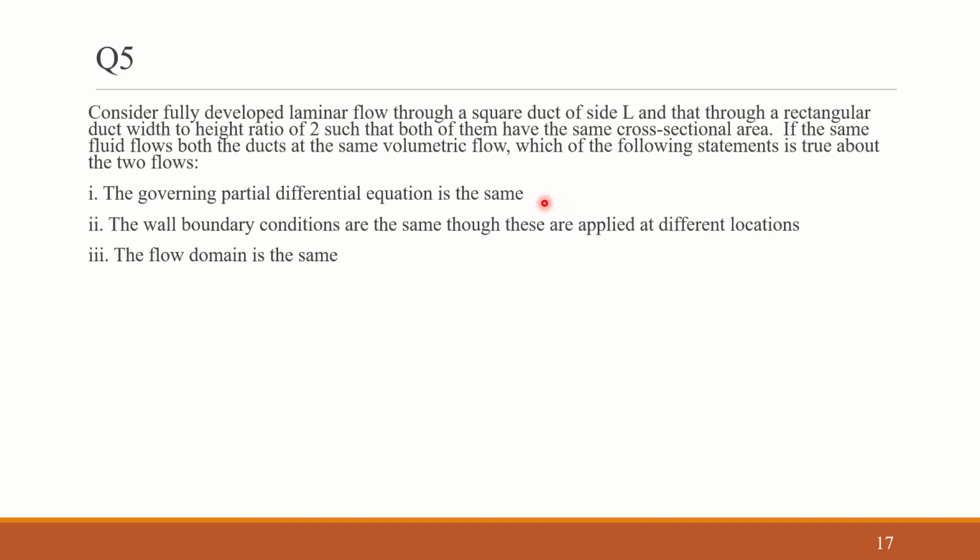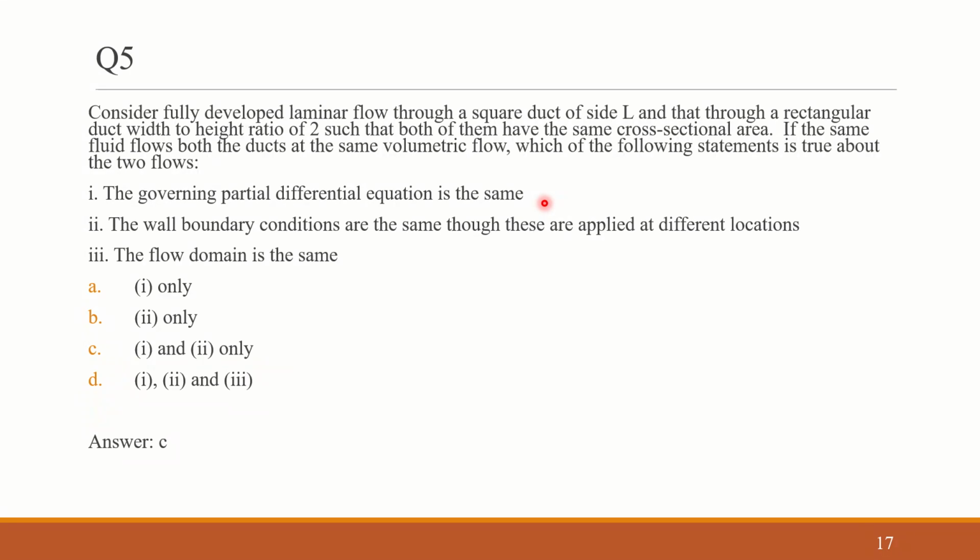If the same fluid flows through both the ducts at the same volumetric flow, which of the following statements is true? For that we are given three statements. First one is governing partial differential equation is the same. Second one, wall boundary conditions are the same, though these are applied at different locations. Last one, flow domain is the same. So option A is 1 only, option B 2 only, option C 1 and 2 only, option D 1, 2 and 3. Answer is option C, 1 and 2 only.